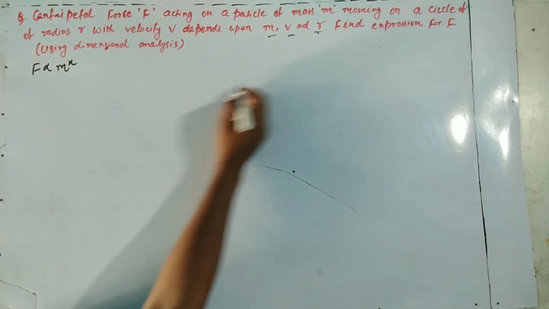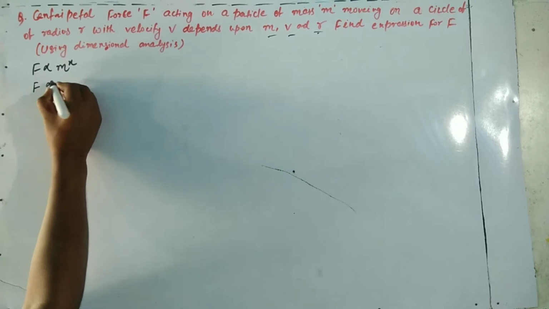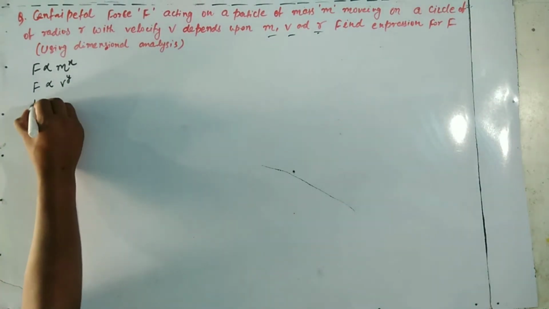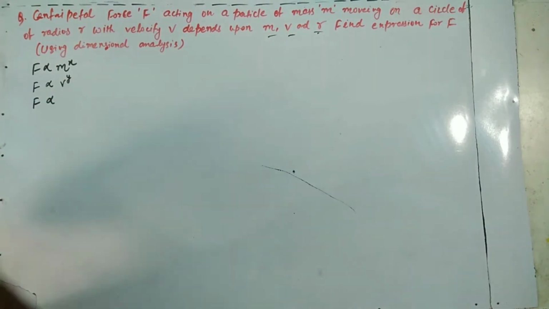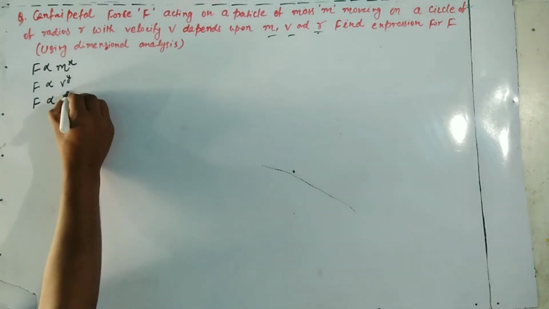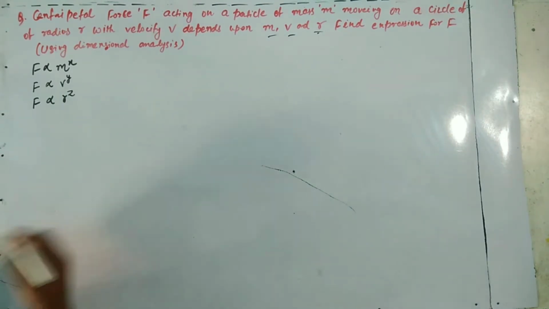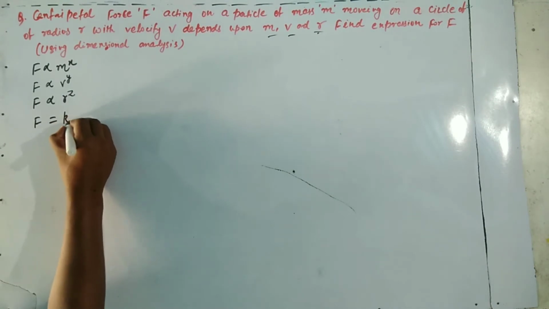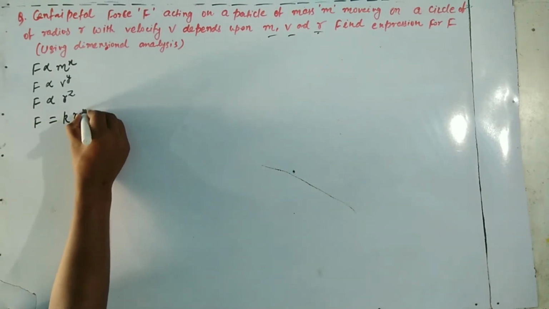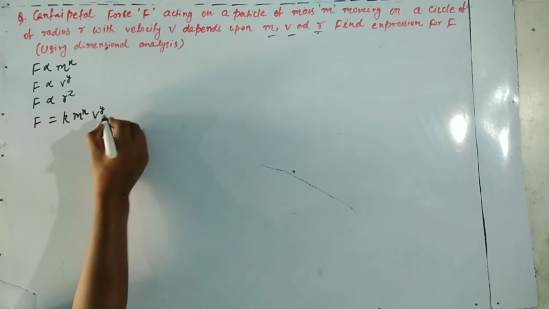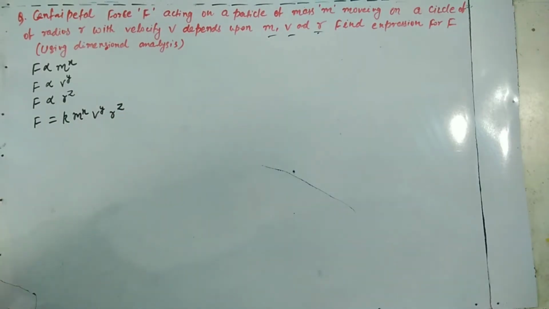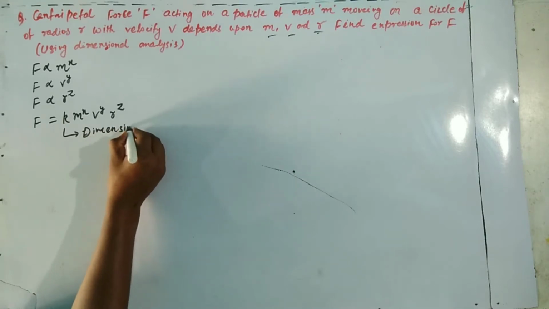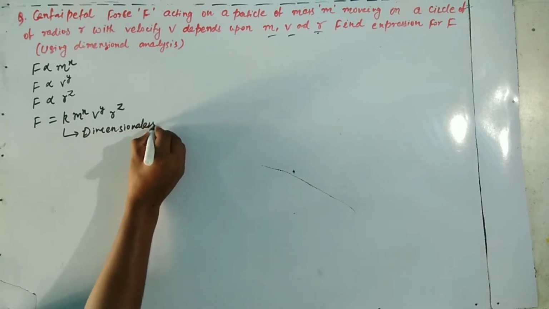Next, F is proportional to v to the power y, and it also depends on the radius of the circle, so F is proportional to r to the power z. After that, when we remove the proportional sign, the equation will be F equals k into m to the power x, v to the power y, into r to the power z, where k is a dimensionless proportionality constant.